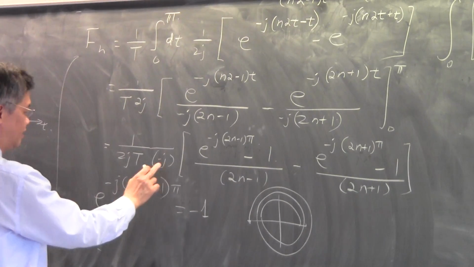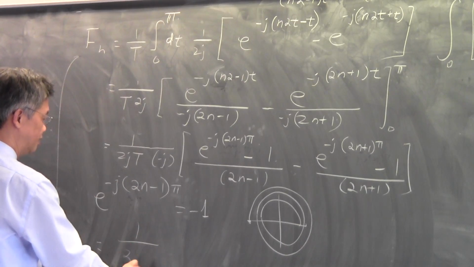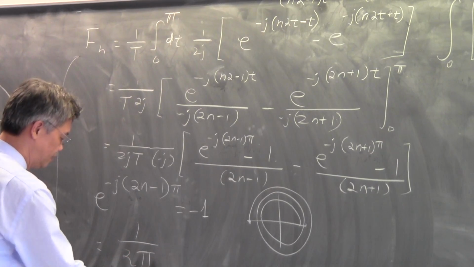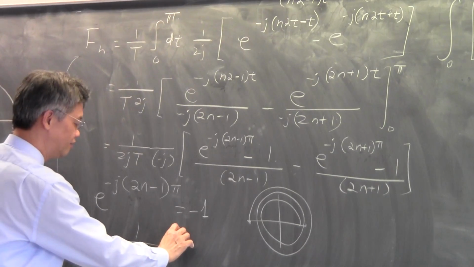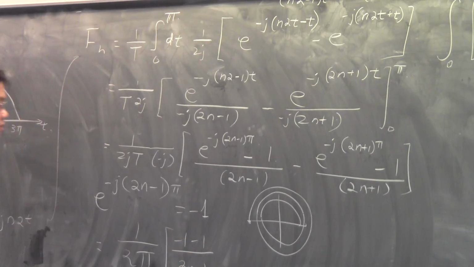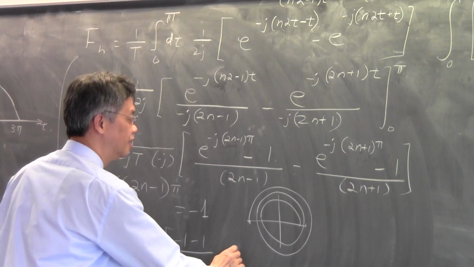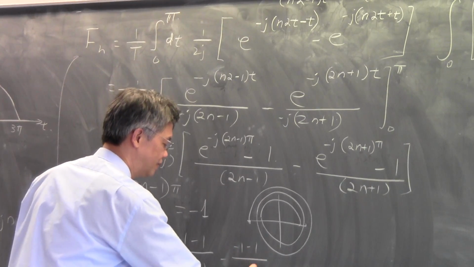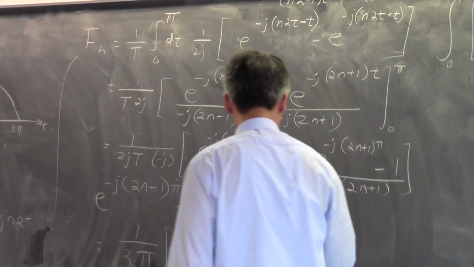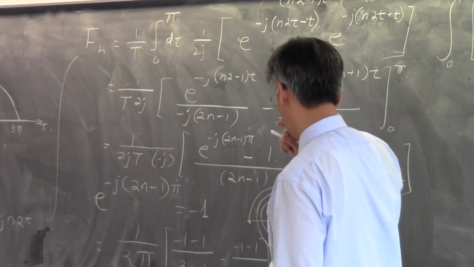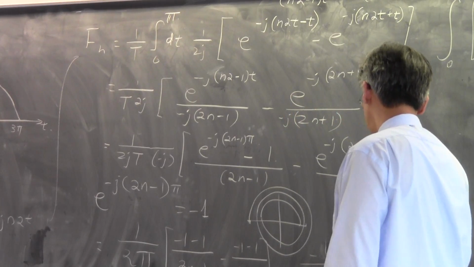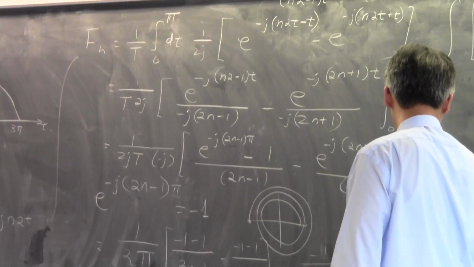So the next line should be, this combines with that and gives you 1. T is actually equal to pi, so I can put pi over here. T is always equal to pi. And then if I do everything correctly, it's minus 1 over 2n minus 1 for the first term, minus 1 over 2n plus 1 for the second term. Okay, so it's actually minus 2 over 2 pi, so it's 1 over pi, times 1 over 2n minus 1 minus 1 over 2n plus 1.